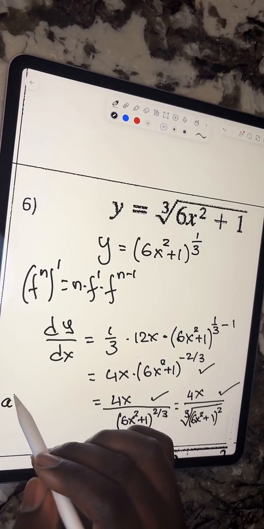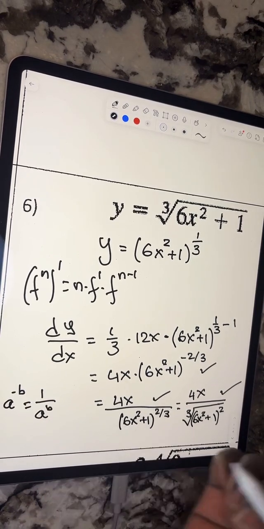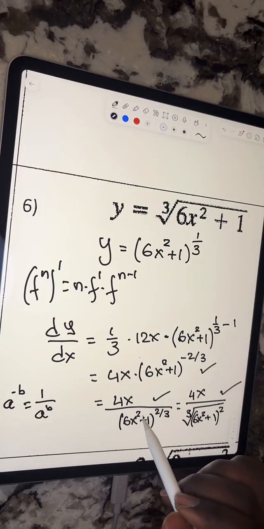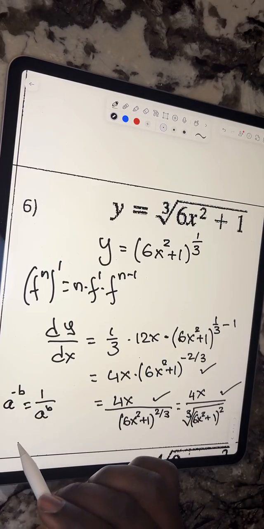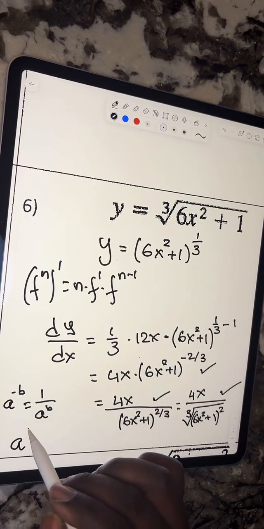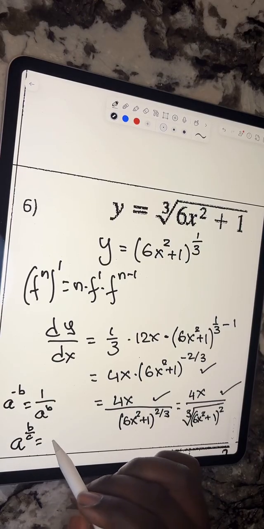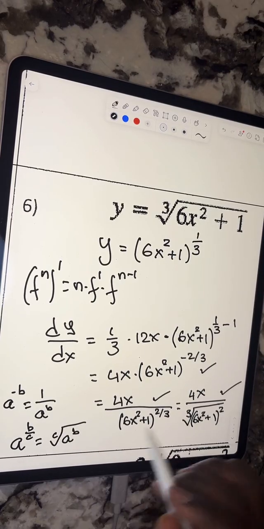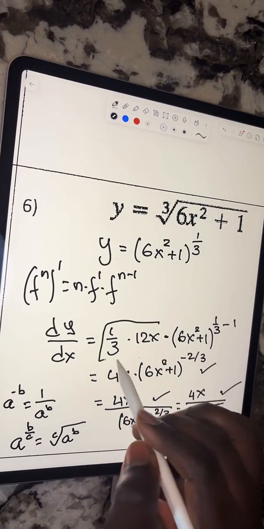And you guys know the properties of exponent. A to the power of negative b is 1 over a to the power of b. You guys knew that. So that's the technique that I used to rewrite this as this. Nothing was simplified. And the same thing here. A to the power of b over c is the same as c root of a to the power of b. Those are the two that I used to rewrite these. But nothing was simplified, Gio. The only place where we simplified was here, 1/3 times 12x.